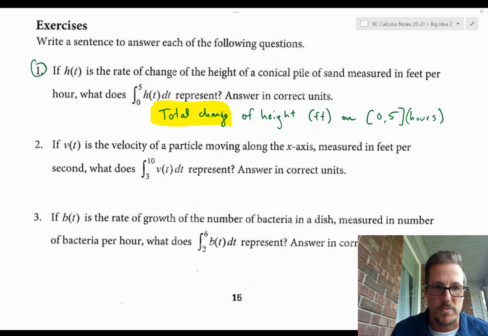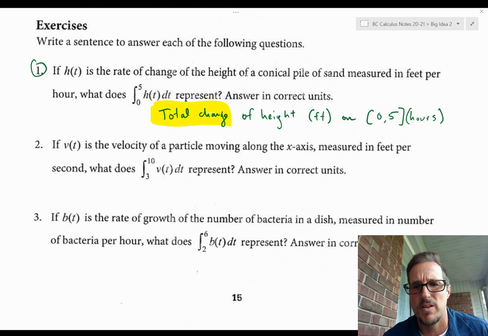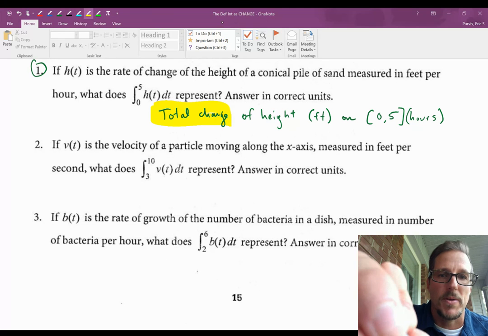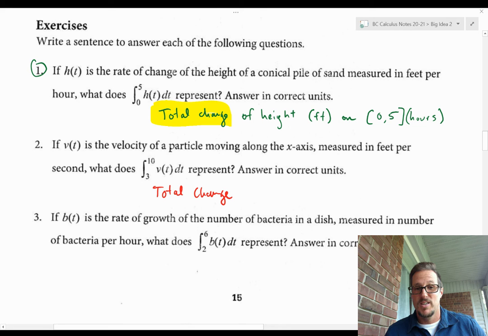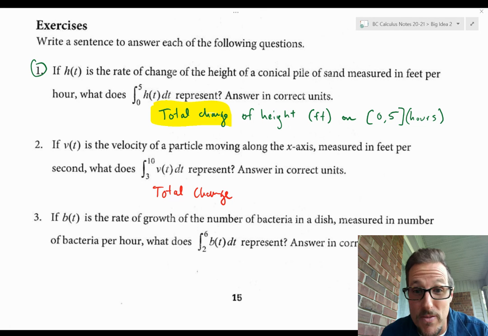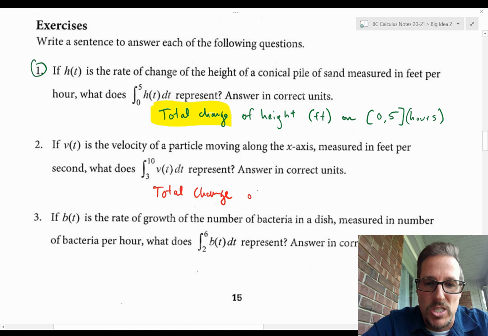Keep going. Number 2, v of t is velocity, and it's a particle that's just bouncing along the x-axis, so it could be moving forward, could be moving backwards. It's measured in feet per second. What does that definite integral from 3 to 10 of v of t dt represent? I know what you're thinking, and you've probably already said it in your brain, but the first words I ought to write are the total change, right? Total change of what? Velocity, acceleration, let's see, the antiderivative. What's the antiderivative of velocity? The antiderivative of velocity is position. It's the total change of position.